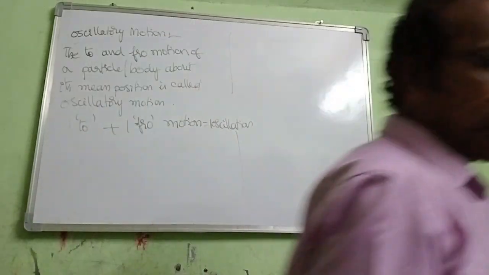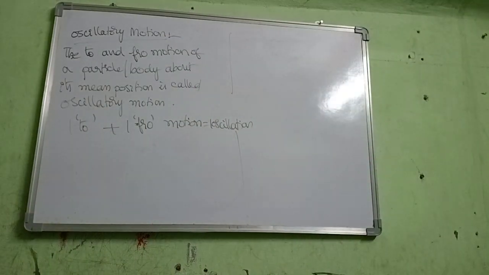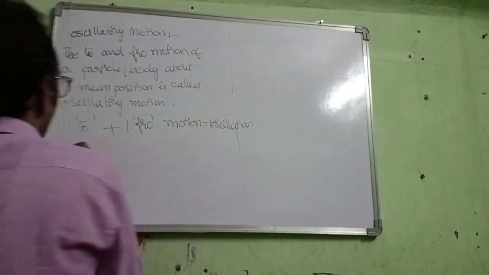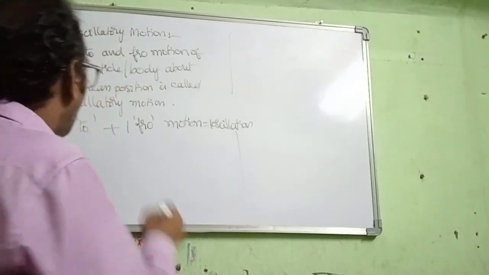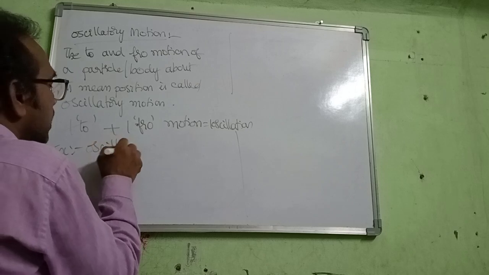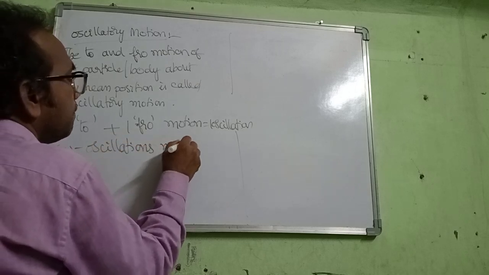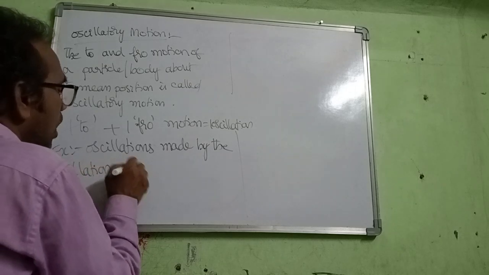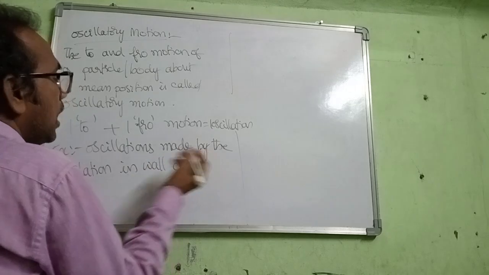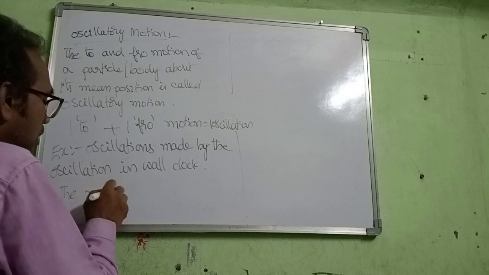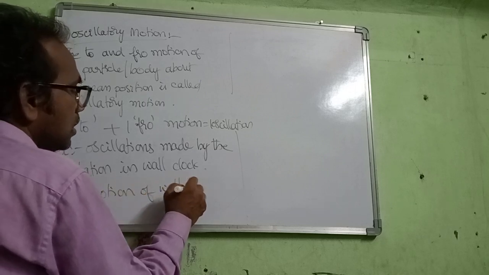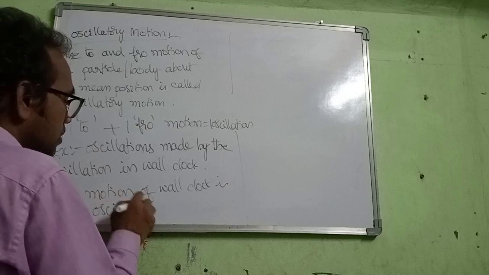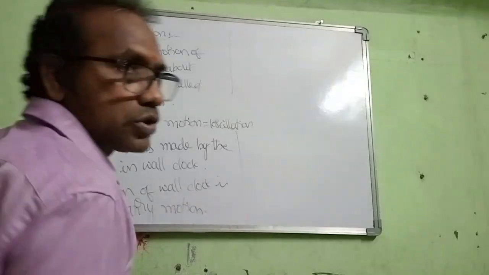Now take an example, a wall clock. The oscillations made by the oscillator in a wall clock, and the motion of the wall clock, is called oscillatory motion.